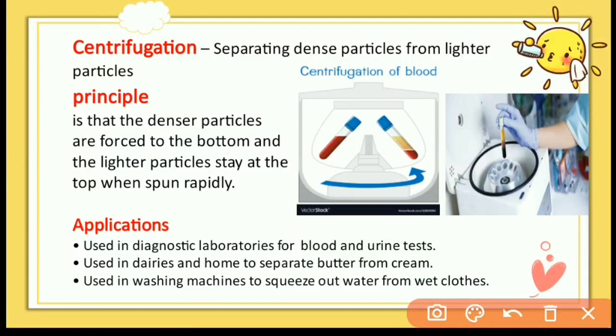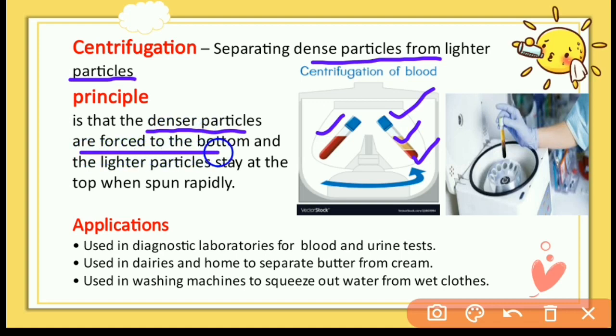Centrifugation is a separating method used for separating dense particles from lighter particles. In this centrifugation process, take a sample and rotate it at a high speed with the help of electricity and the centrifugation equipment. After rotating, denser particles settle down at the bottom and lighter particles form an upper layer. So the principle is that the denser particles are forced to the bottom and the lighter particles stay at the top when spun rapidly.